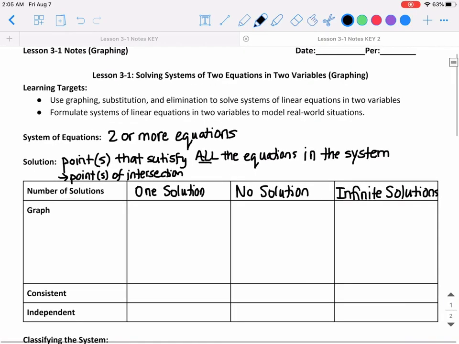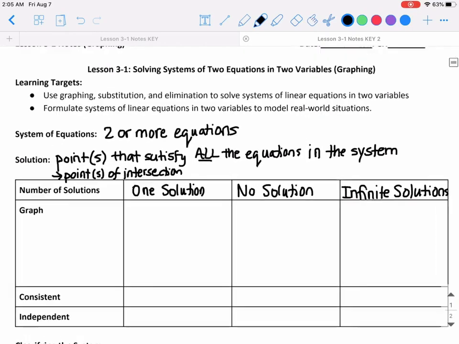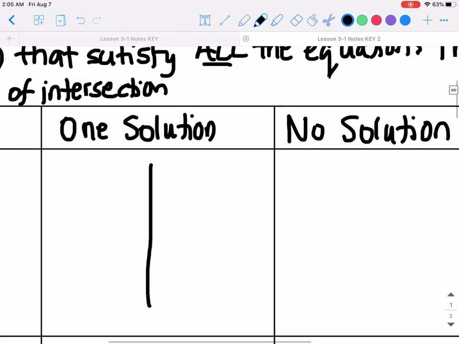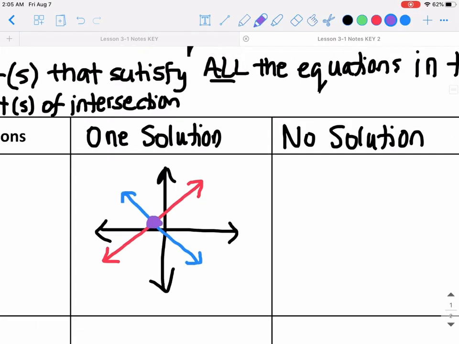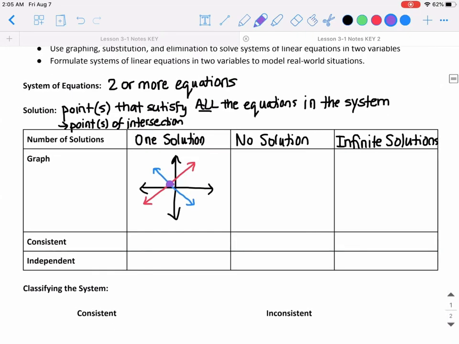The graph for one solution would look like this. If I have two equations in my system, I have two lines. So here's one line, and here's another. Doesn't matter how you draw the lines, as long as they're intersecting at only one point. That's an example of what the graph of a system would look like for one solution.